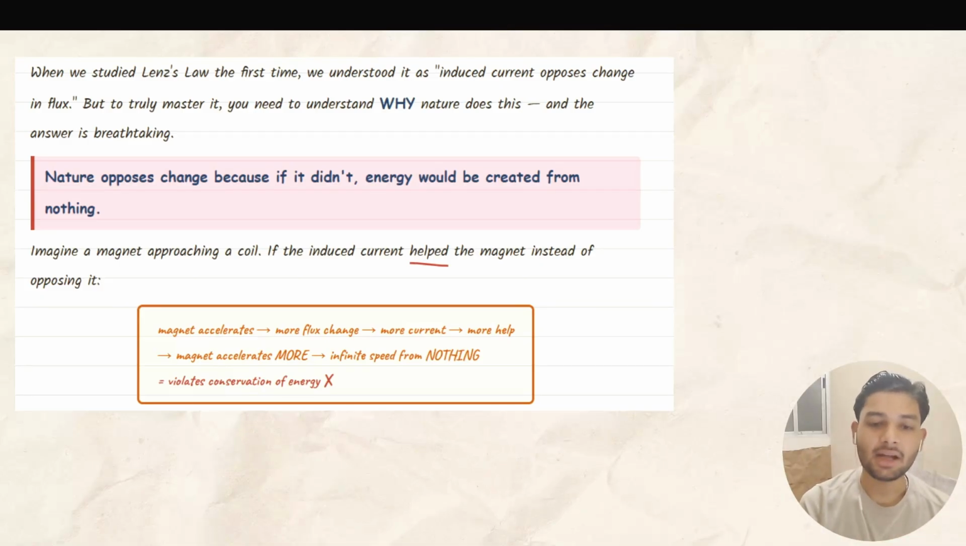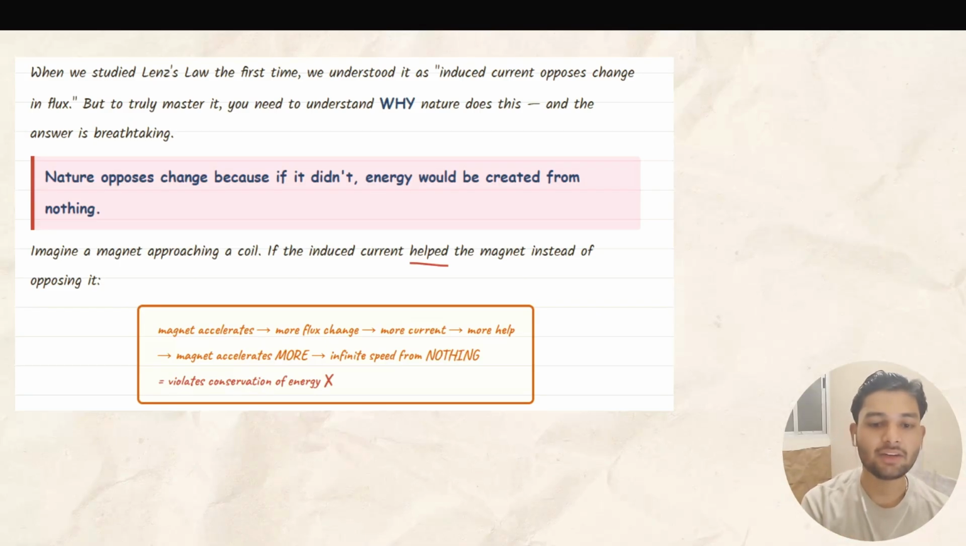So imagine a magnet approaching a coil, and the induced current helped the magnet instead of opposing it. As we know, what does Lenz law explain? That if a magnet goes towards a coil, the induced current will oppose the magnet from moving towards it. But what happens if the induced current just supports it? It makes it come toward the coil.